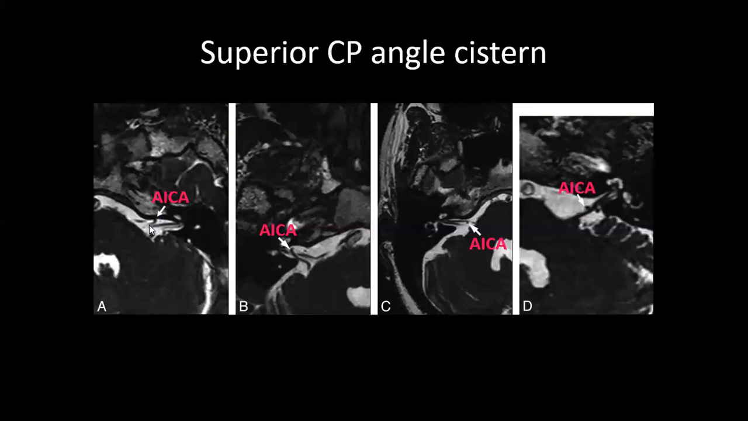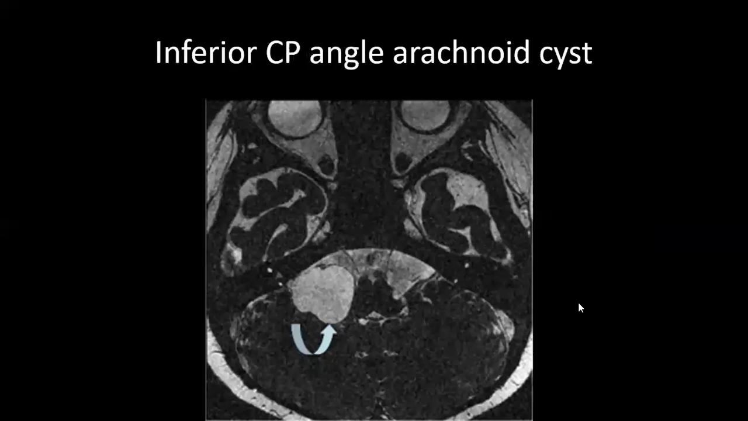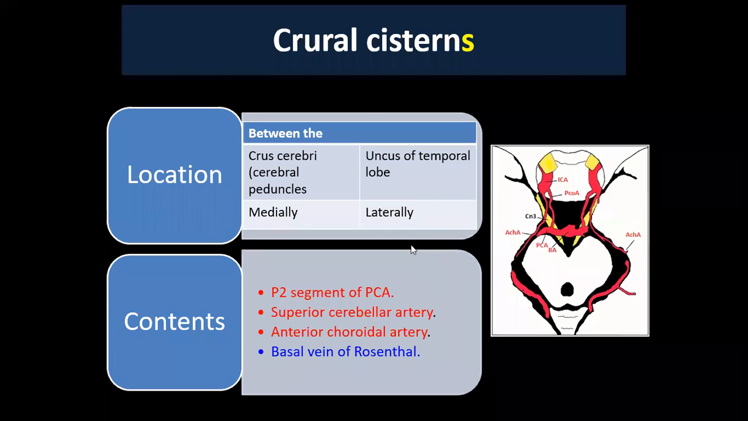These are different looping patterns of the AICA surrounding the 7th and 8th cranial nerves. Sometimes the loop is in the CP angle cistern, and sometimes it is inside the internal auditory canal. The inferior CP angle cistern contains the 9th and 10th cranial nerves. Sometimes it is expanded by cystic lesions, maybe arachnoid cysts, maybe epidermoid.